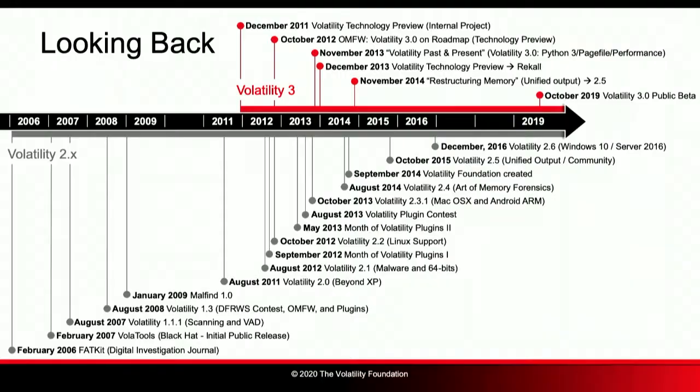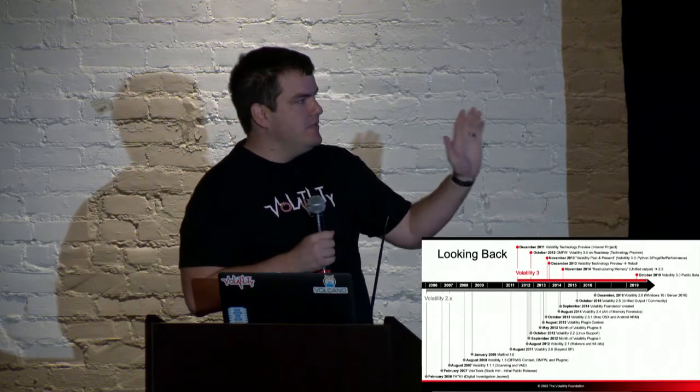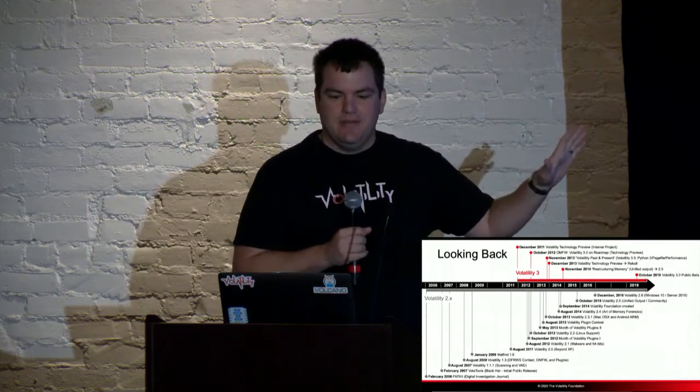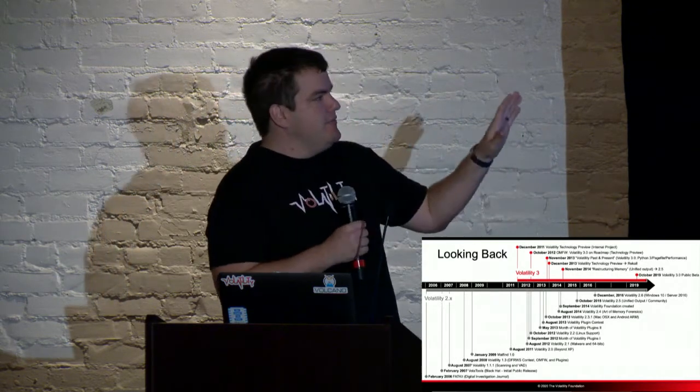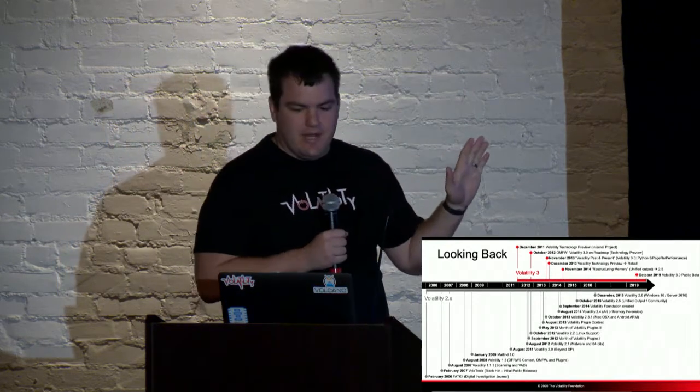If you look back at where Volatility 3 came from, if you've used Volatility at any time since 2006, if you were a very early adopter in the 2006 to 2010-ish time frame, that was Volatility 1. In August 2011, that was the release of Volatility 2. Ever since then, that is probably what you're familiar with, if you have it inside of a Kali VM or grab it from GitHub, the version that's been around since 2011.